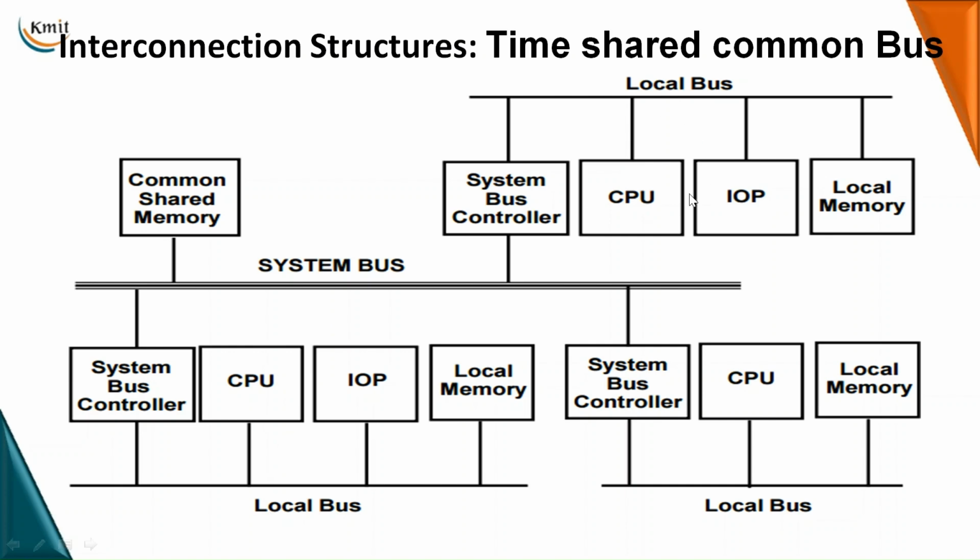If you see here, this is one CPU which has its own bus controller, CPU, input output processor, and a local memory. This is CPU2 which has the same bus controller, CPU, IOP, and local memory. This is the other CPU. All these three CPUs, with the help of a bus controller, connect to the system bus in order to access the common shared memory which is accessible by all the processors connected to the system.